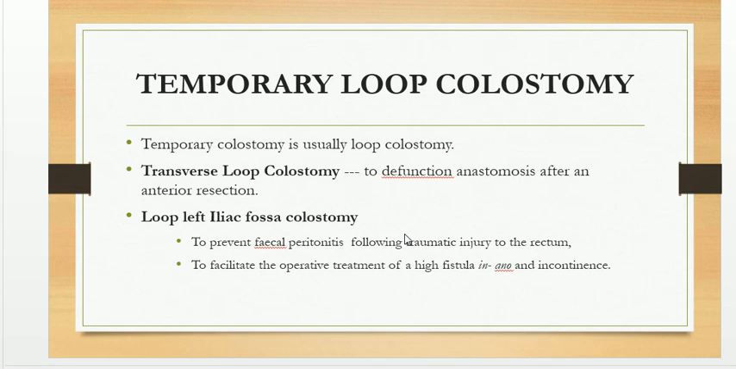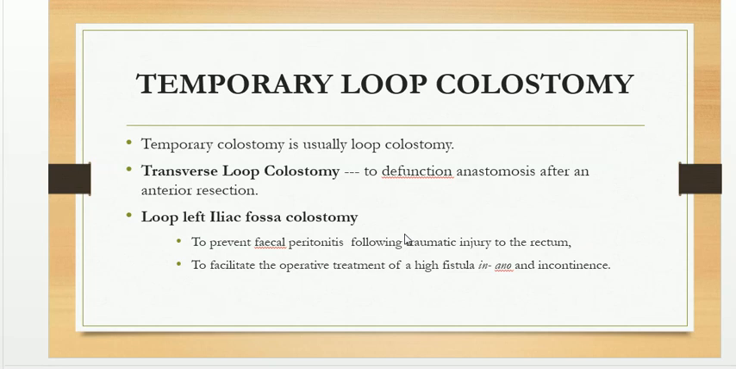There are a number of indications for temporary transverse loop colostomy. For one example, in this we can see the anterior resection, which is a colorectal anastomosis lower down. So we can make a loop colostomy which is temporary, and this is going to save the distal anastomosis.